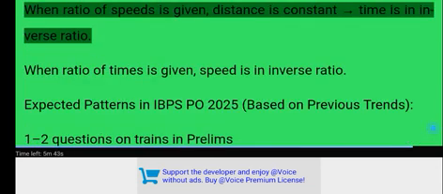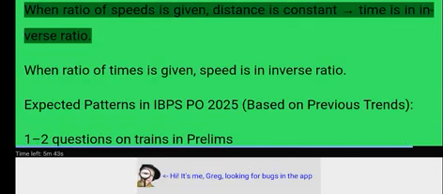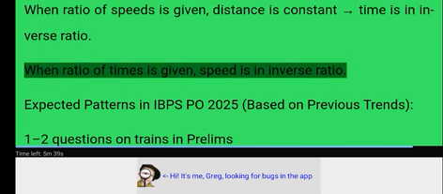Shortcuts and advanced tricks. When the ratio of speeds is given and distance is constant, time is an inverse ratio. When the ratio of times is given, speed is an inverse ratio.